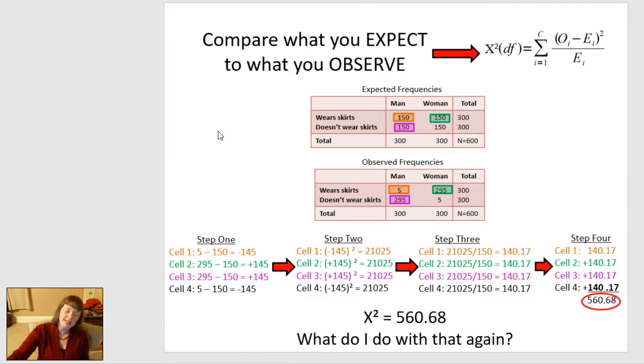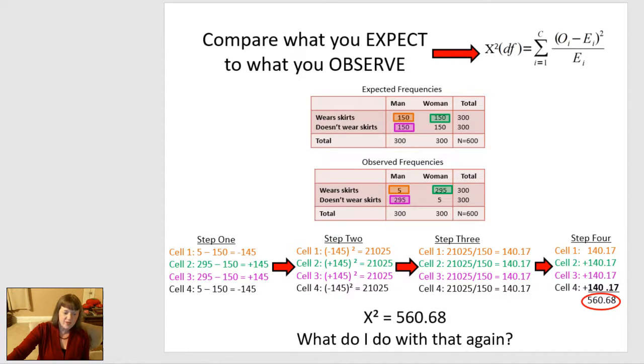Now, this is a really easy example. Why is this a really easy example? This is a really easy example because our marginal frequencies were the same. I had the exact same number of people wearing skirts and not wearing skirts, 300 and 300. And I had the exact same number of men and women, 300 and 300. And so when I made my expected value table, I could then reasonably assume if being a man or woman was completely independent of skirt wearing, I could have 150 people in each of these inner cells.